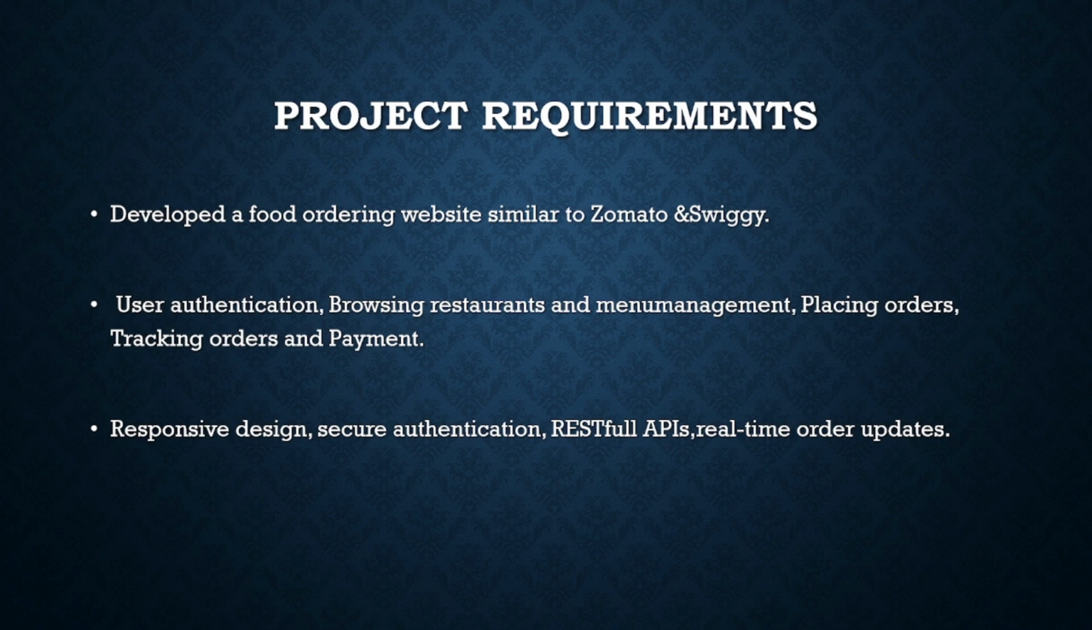User authentication, browsing restaurants, menu management, placing orders, tracking orders, and payment. These are the different pages, and also authentication. First of all, authentication happens after we move to the app. We need to register on the app and get a login ID and password, and the next time we log into the app, the login ID and password are needed.